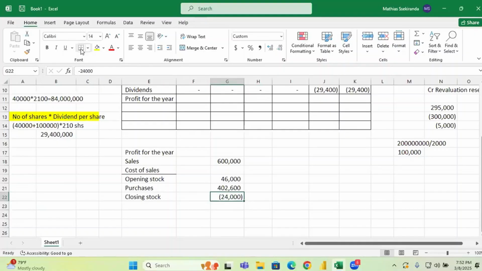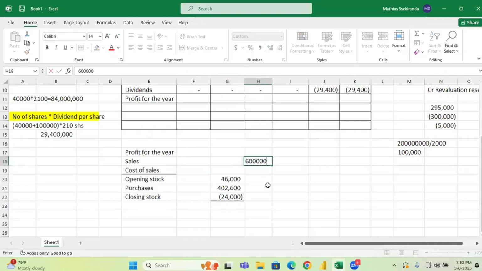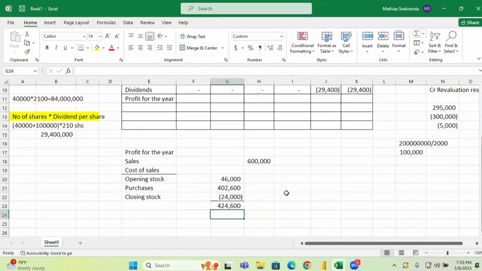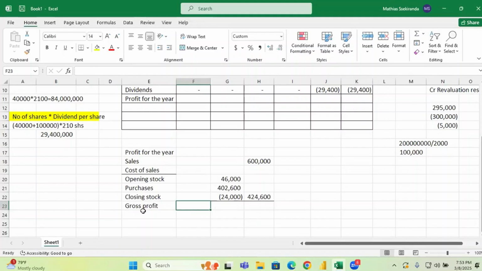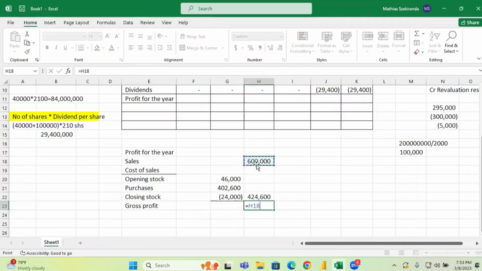So how much are we getting as cost of sales? We are getting 424,600. When you deduct 424,600 from the sales, you get what we call gross profit. So our gross profit is that figure.